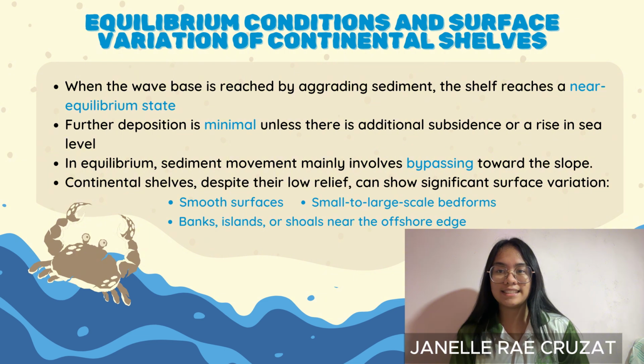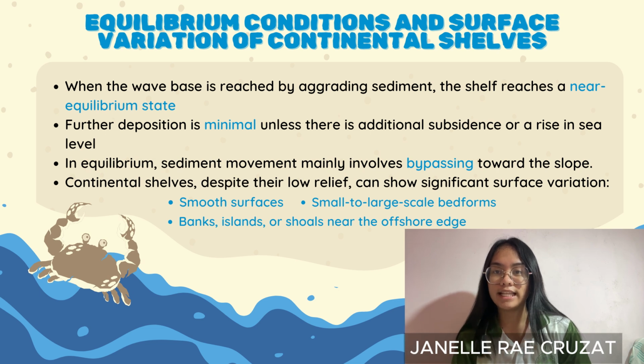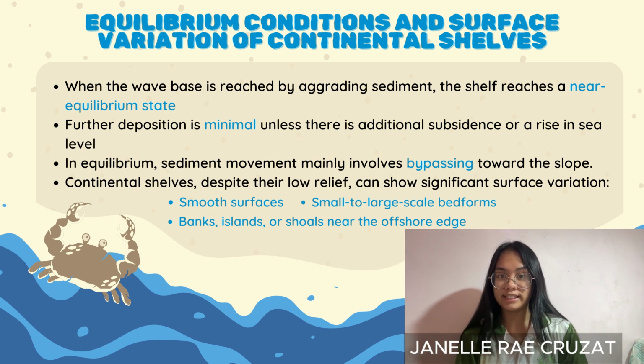Now, let's discuss the equilibrium conditions and surface variations of continental shelves. But before that, let's first define what wave base is. Wave base is the depth below which wave-generated processes have minimal impact. Once sediments build up to the wave base, the continental shelf reaches a state of near equilibrium. In this balanced state, sediment movement primarily involves bypassing towards the slope.